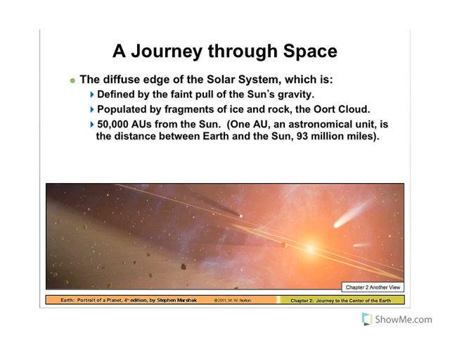Now, inside of our solar system, we can find some pretty interesting things other than planets, and of course the giant star in the center. We can also find fragments of ice and rock, things like comets. We can see things like the Oort cloud way out at the edge. That Oort cloud is about 50,000 astronomical units from the sun. One astronomical unit is defined as the distance between the Earth and the sun, which is 93 million miles. So the actual edge of the solar system is pretty far away.